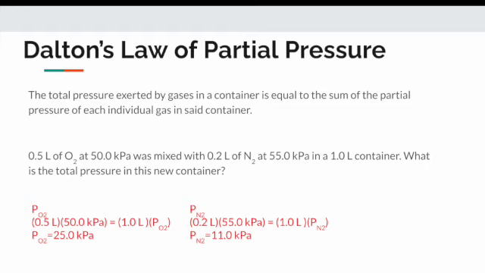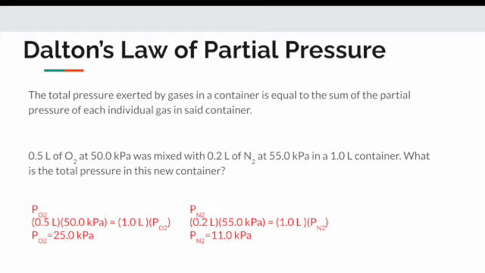Now, if we look over here, for the pressure of nitrogen in this new container, you multiply the volume by the partial pressure, which is 55 kilopascals and 0.2 liters, and you set that equal to the new volume of the container, which is 1 liter, multiplied by the new partial pressure of nitrogen in this new container. Again, this is a proportion, basic algebra. You could use division or anything, just throwing that out there. And then from there, the pressure of nitrogen in this new container is 11 kilopascals.